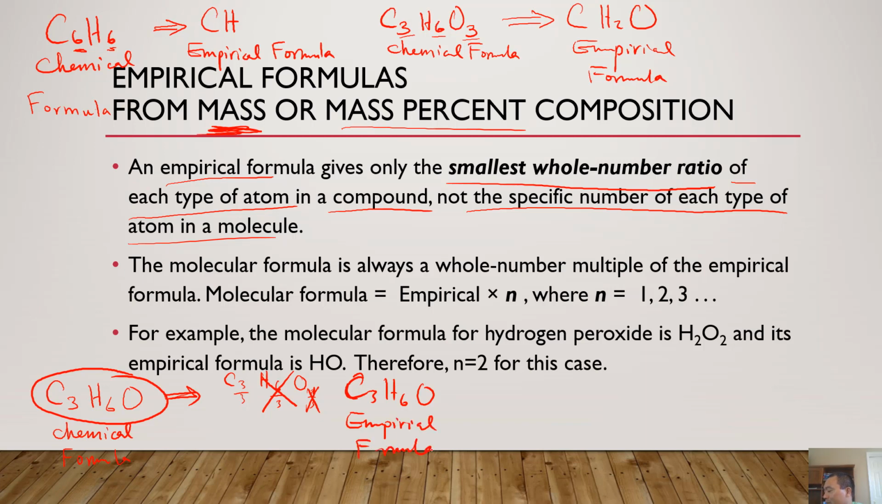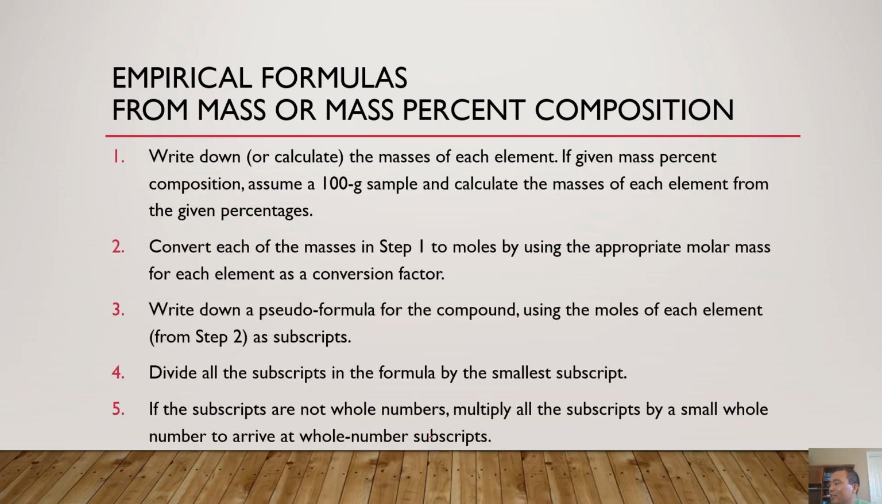Okay? So now we have perfectly understood what an empirical formula is. Now let's see how we can find the empirical formula from mass or mass percent composition directly. So step 1, basically you write down the mass of each element. For example, if I give you grams of each element, you put it down. But if they give you mass percent, you're going to look at examples. So if you're still confused right now, it's okay. We'll give you a specific example.